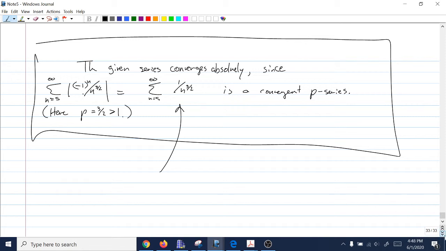Let's do a different one. Let me get my notes out. Consider the sum from n equals 2 to infinity of negative 1 to the n times n to the 4th over n squared n cubed minus 1.